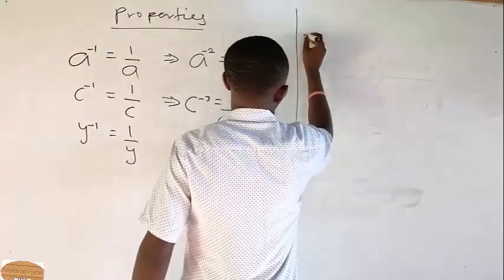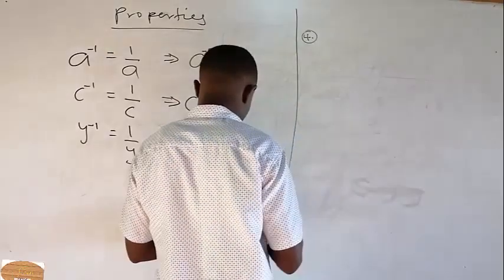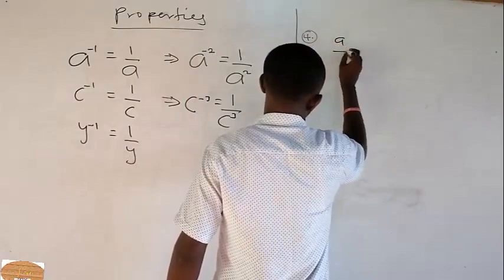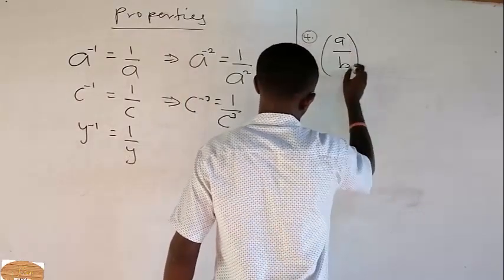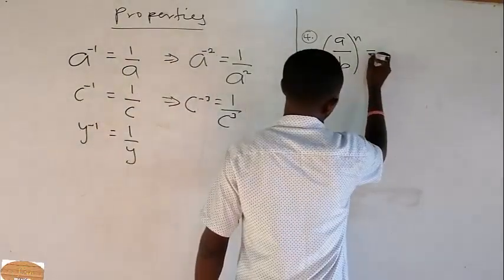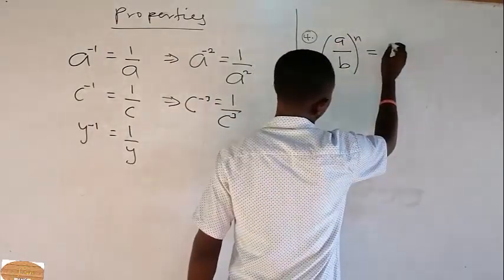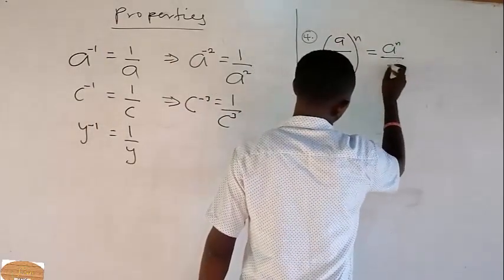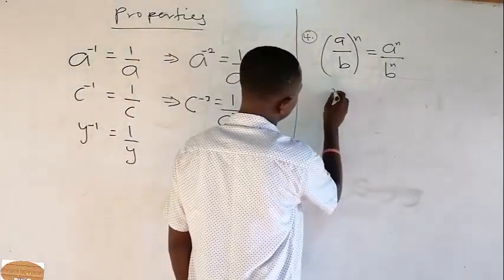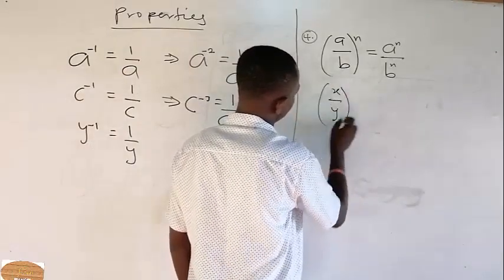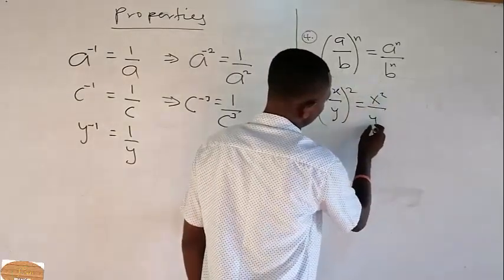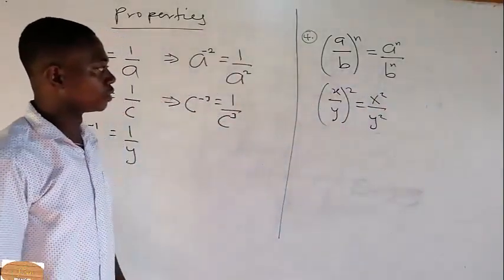Now the fourth one. Alright. So in case you are given a over b all to the power n, this one is the same as, now the power will affect everything in the bracket. So this one is the same as a to the power n over b to the power n. Alright. So in case we're given, let's see, x over y all to the power 2, this one is the same as x to the power 2 over y to the power 2. Alright, so don't forget this one.